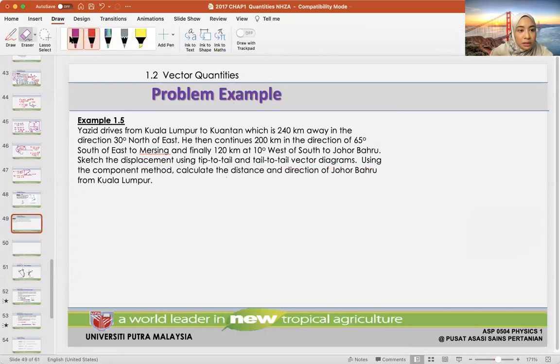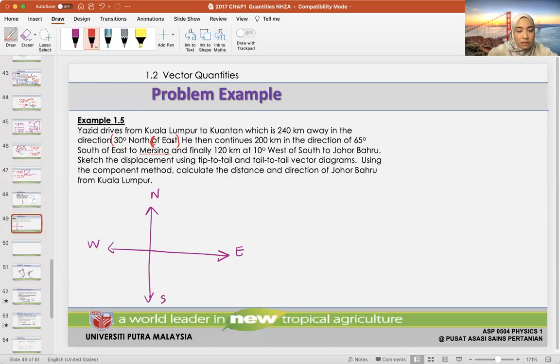So let's go over the question. Yazid drives from Kuala Lumpur to Kuantan, which is 240 kilometers away in the direction 30 degrees north of east. If you are not familiar with the compass, this is north, this is east, this is west, and this is south. So when they said Yazid drives from Kuala Lumpur to Kuantan, 240 away, in the direction of 30 degrees north of east, look at this sentence, 30 degrees north of east.